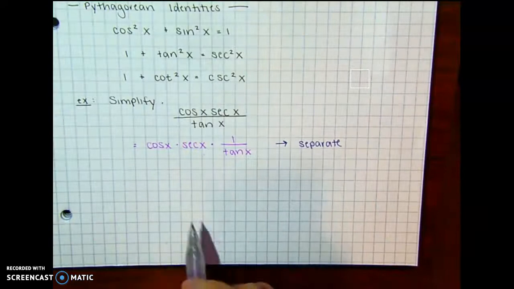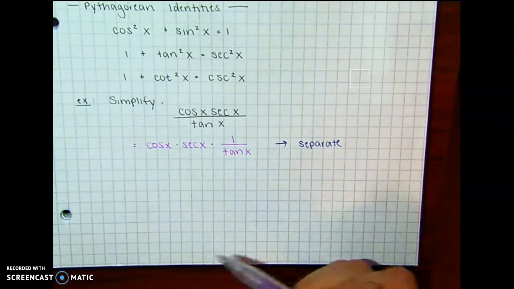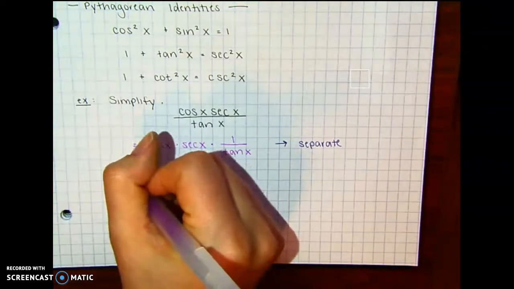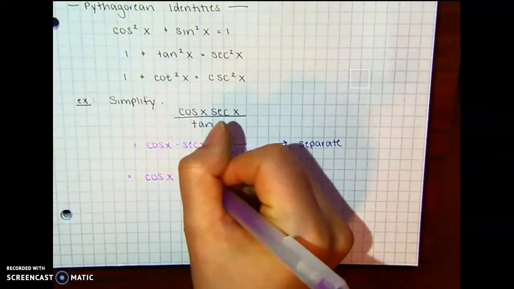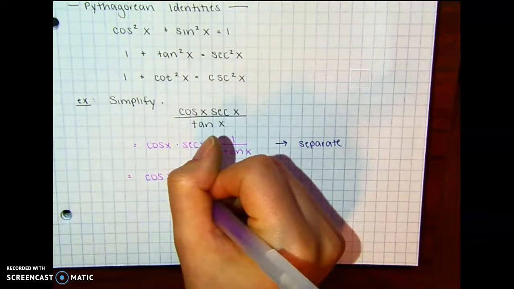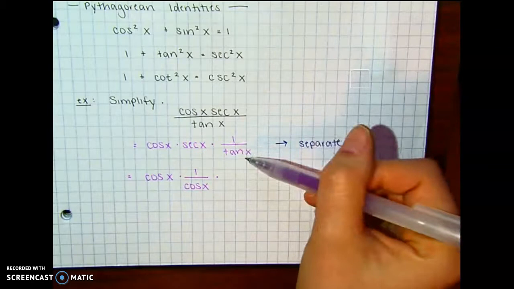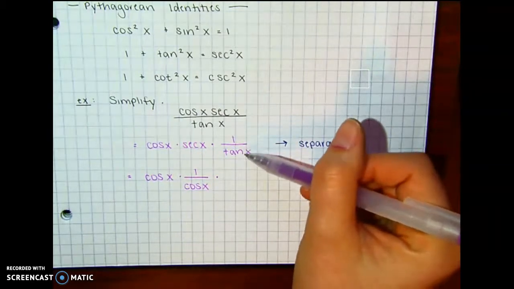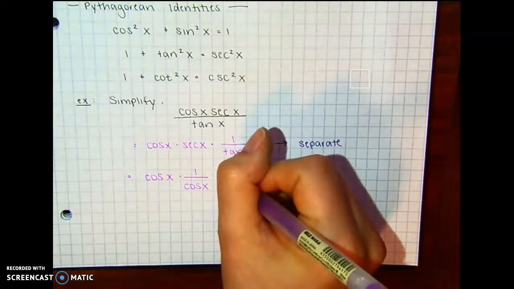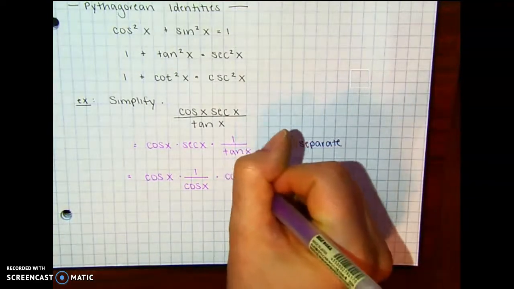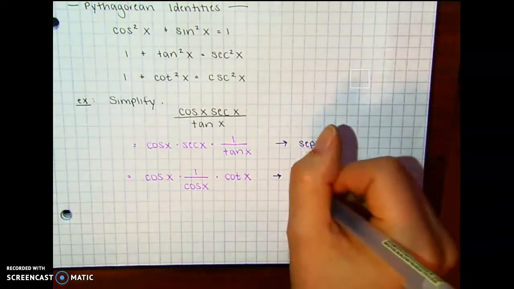Okay, and then now, like, what could I do to cancel? And hopefully you're like, well, you know what, secant, I could change that to the reciprocal, and I'm doing that because I remember that secant is 1 over cosine of x. And then I don't want a fraction if I can help it, so I'm going to use the reciprocal identity again, and 1 over tangent of x is equal to cotangent of x. So what did I do here? I just used the reciprocal identities.